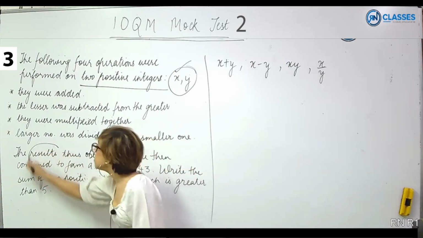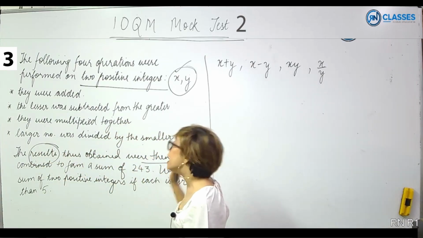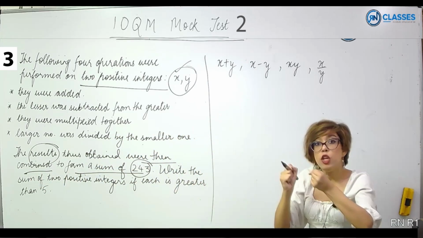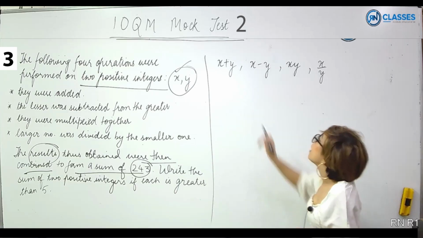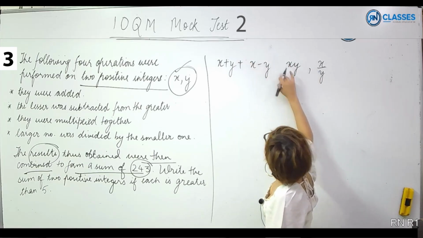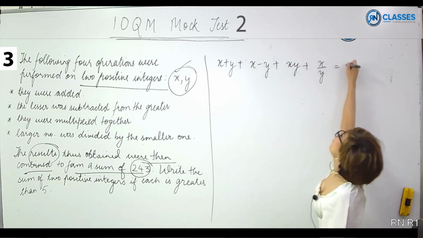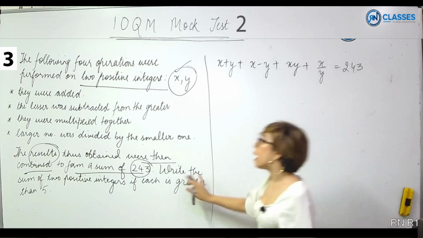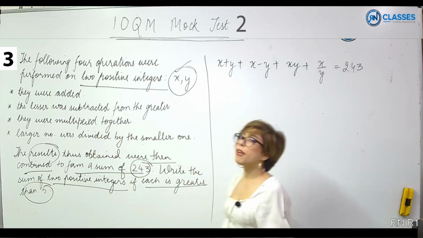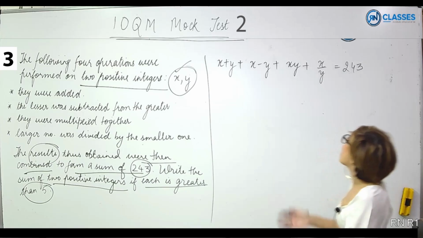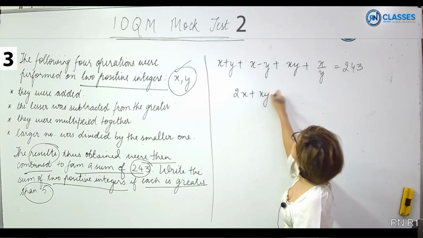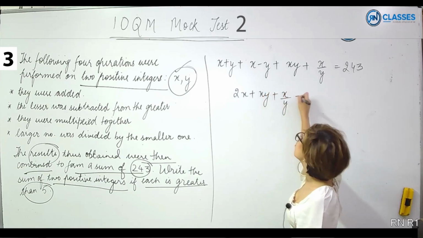He says the results thus obtained were then combined to form a sum of 243. Now these 4 were combined to have the sum of 243. That means this plus this plus this plus this, that is 243. Right? Now he says write the sum of 2 positive integers if each is greater than 5. So basically I need to find the values of x and y. Let's see. So I have this equation. So obviously this gets cancelled, I'll get 2x plus xy plus x by y, that is 240.